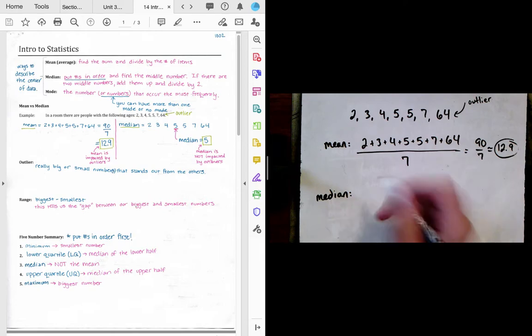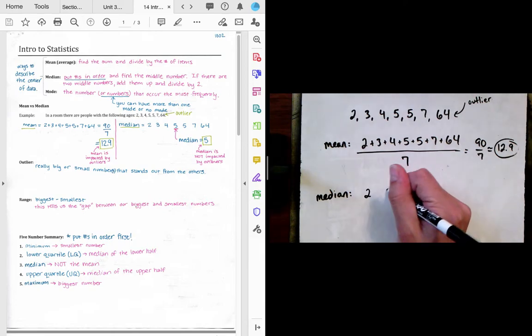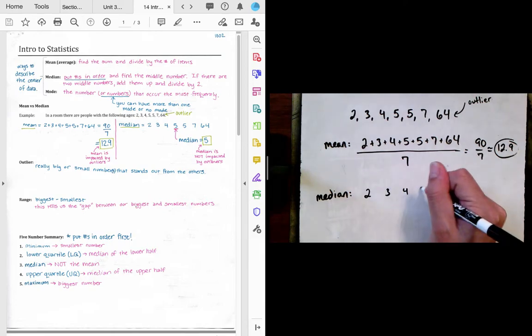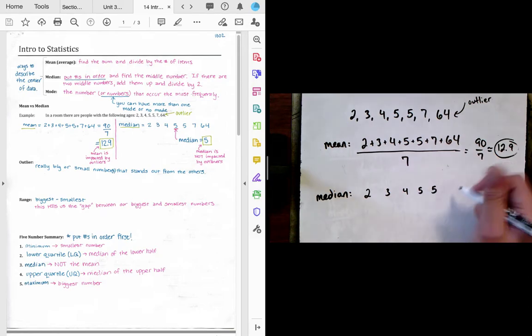So for the median, I'm going to write out all of these ages again. If there's something that happens more than once, I'm going to put it in there as well. If these numbers were not written in order, I would put them in order. Then we arrange them and we cover up.